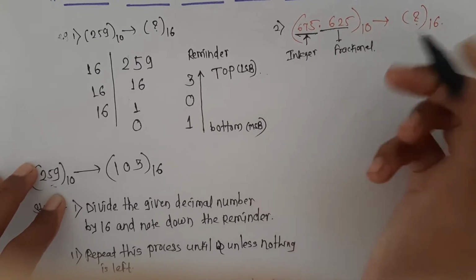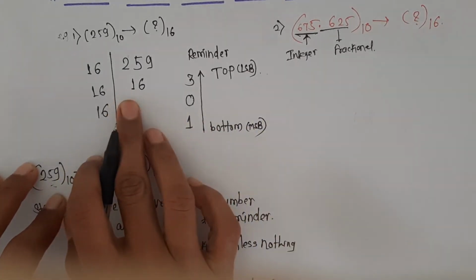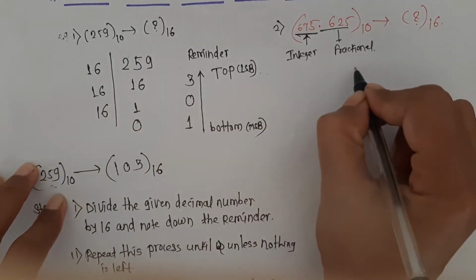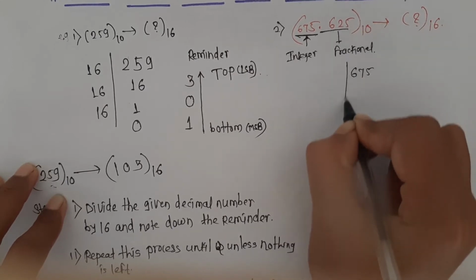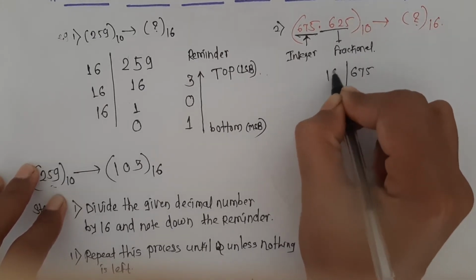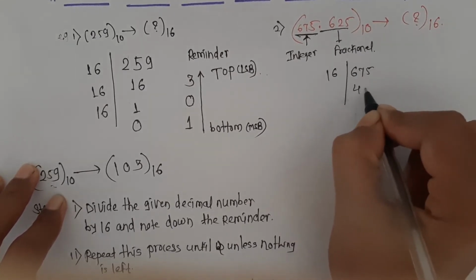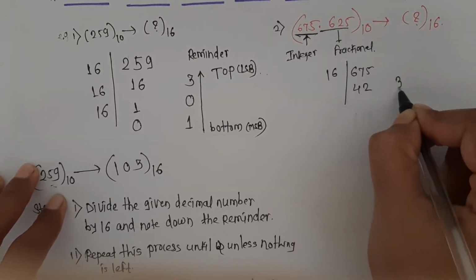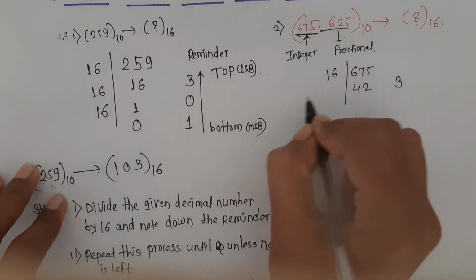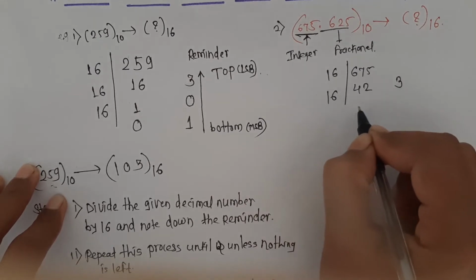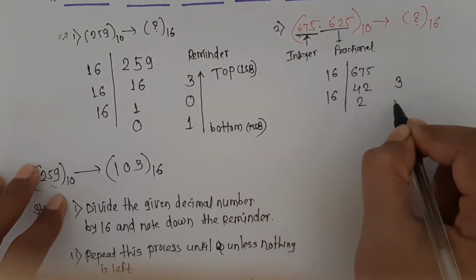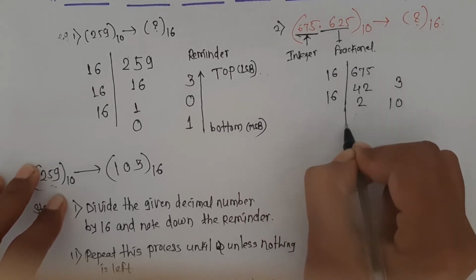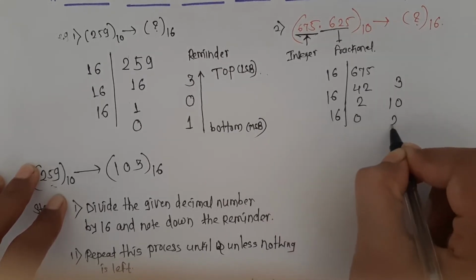So do the same process as we have seen for the integer part. Take the integer part and divide it by 16. 16 times 4 is 64, and after that we get remainder 3. After that, 16 times 2 is 32, remainder 10, and 16 times 0, remainder 2.